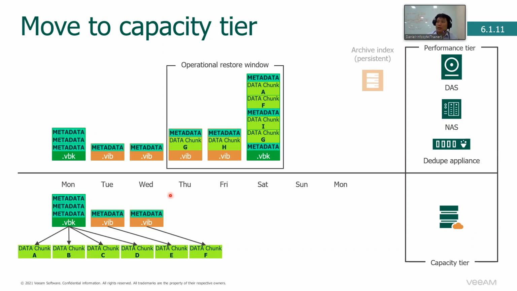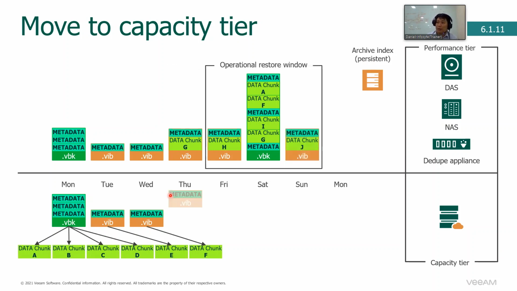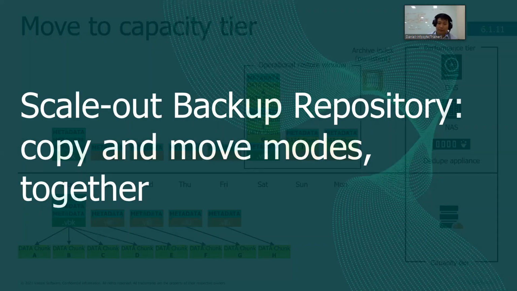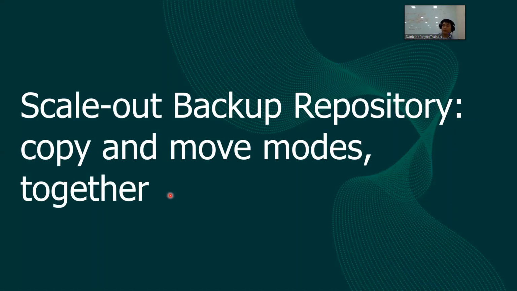So same thing, when your data expires, it will then be moved to the capacity tier and deleted from the performance tier repository. Pretty easy. So for capacity tier data, if you are utilizing copy mode only, then the retention will follow whatever you set in your primary backup job. Now, if you're using move mode, then the data will sit there until you manually delete it. Right? So those are the two options.